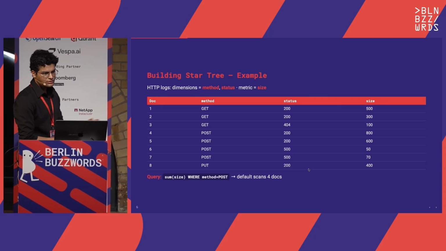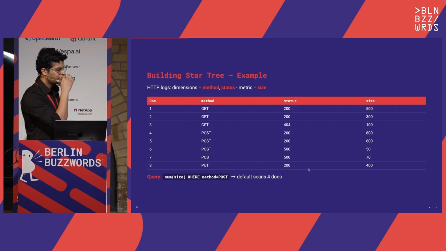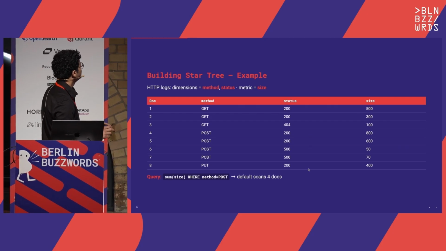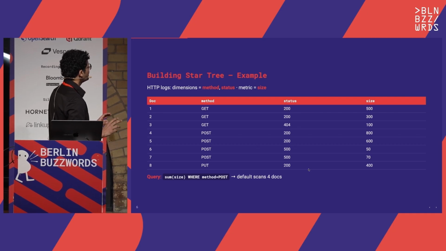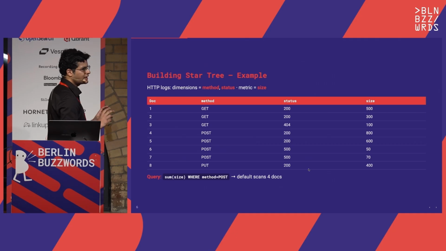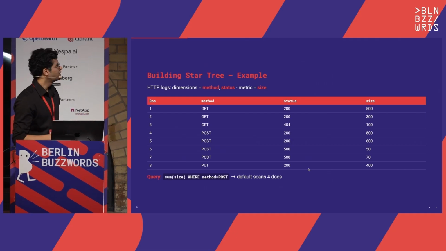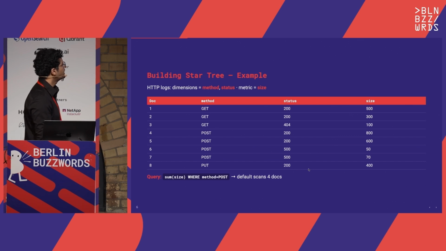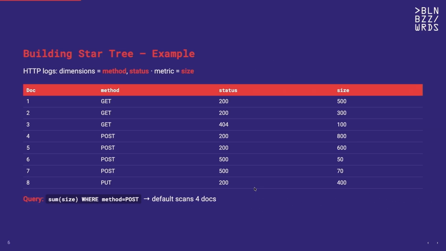Let me walk through a concrete example so that this makes sense. Here, let's say we have 8 HTTP log documents. We have 3 fields: method, status, and size. Method and status are the dimensions, and size is a metric. Dimensions are the things which we want to filter or group by. Size is the thing which we want pre-computed. In this case, we want the sum of size. That is why size is a metric here, and method and status are the dimensions.